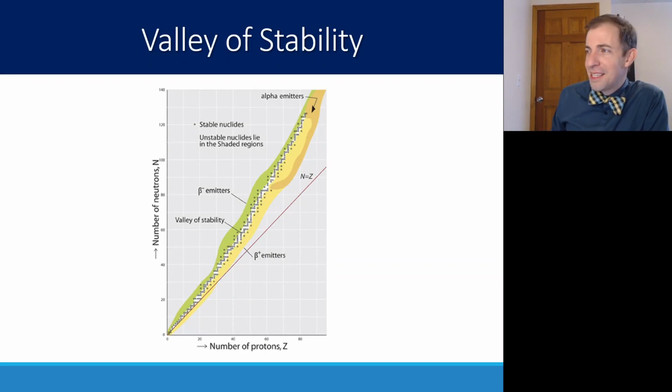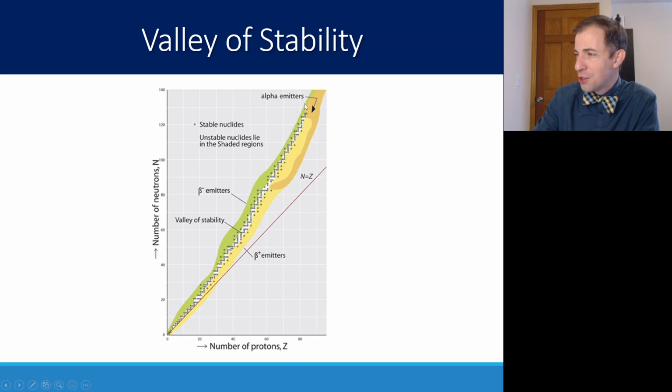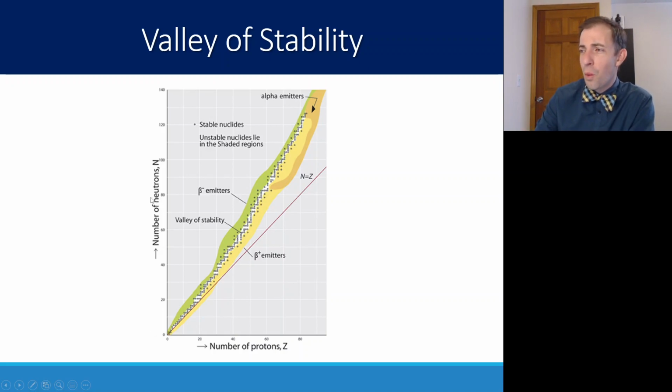All right, looking back at this idea of a valley of stability, here you'll see that this chart is a little bit more detailed than the one that we saw before. The one that we saw before had this line showing us what it would be if the protons equal the number of neutrons. But now, in addition to just the dots, we see these shaded areas. This green is the beta negative emitters. This orange area is alpha emitters. And this yellow area is beta positive emitters. And this graph is graphing on the y-axis the number of neutrons and the x-axis the number of protons.